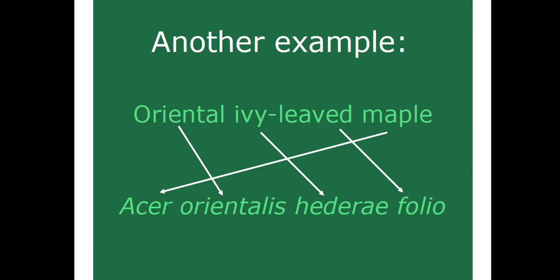Just another example, the oriental ivy-leaved maple, or what we would call today the Japanese maple, was previously described as Acer orientalis hederefolio. Now, that's not nearly as bad as the carnation example, but still, need something a little bit easier.